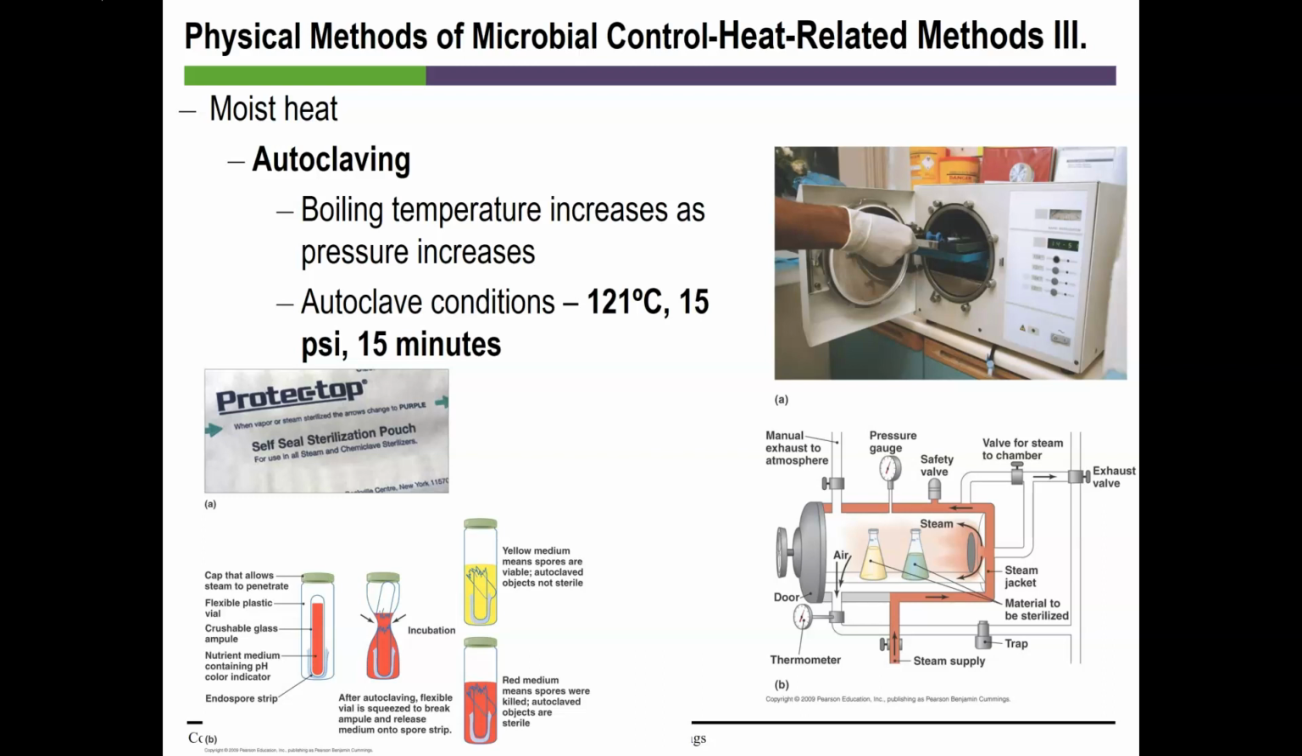These are pressurized chambers that use superheated water. The steam will be at 121 degrees Celsius because you're able to get it hotter than boiling by keeping the steam under pressure. The chamber is held at 15 pounds per square inch for a minimum of 15 minutes. 121 degrees Celsius, 15 pounds per square inch, 15 minutes. That's a very typical autoclave cycle that should kill everything, including endospores.